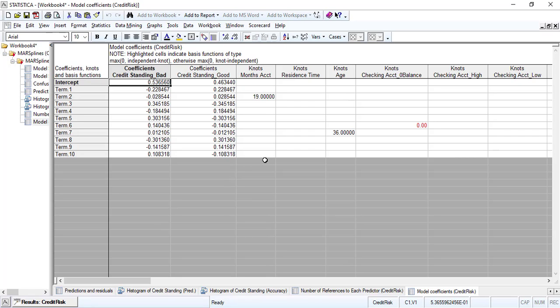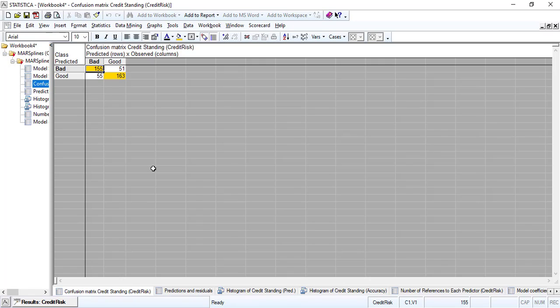Bad, good, bad, good. Okay? We had 155, 163. This one is 51, and this one is 55. Now, if you want to know the accuracy, remember we said this is the true positive, right? Now, if I want to know how many percent of my cases were right, the sample was how large? We had 425 cases, right?